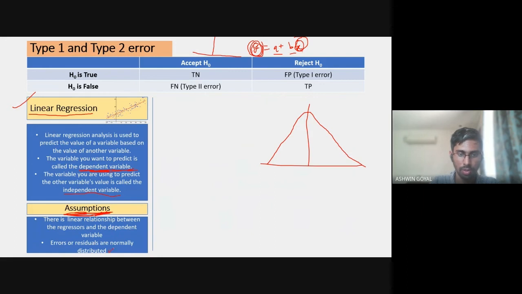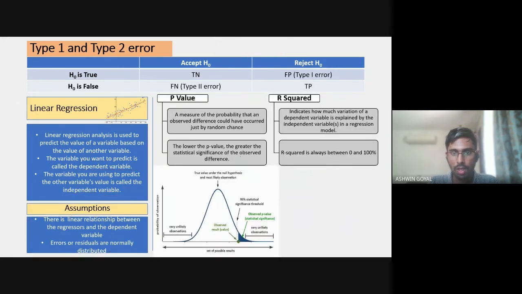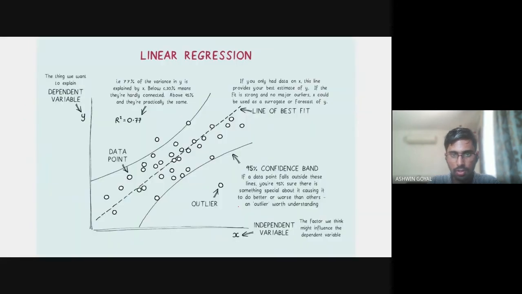Just memorize this for now. We'll talk about this when we discuss the machine learning concepts, right? This is an example of a data distribution and a linear regressor. Now this is the line that is depicted by y equal to a plus bx. So y equal to a plus bx is this line. And this is the line of best fit as well.